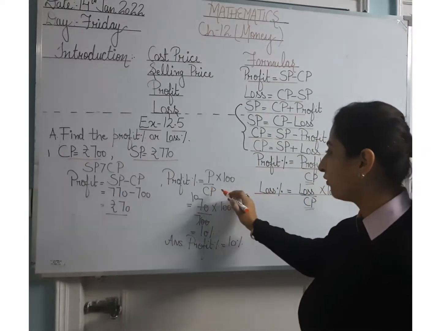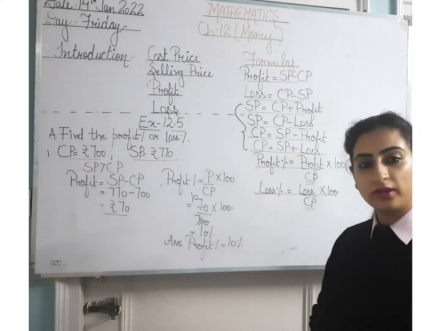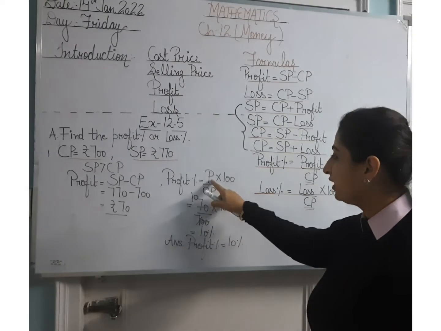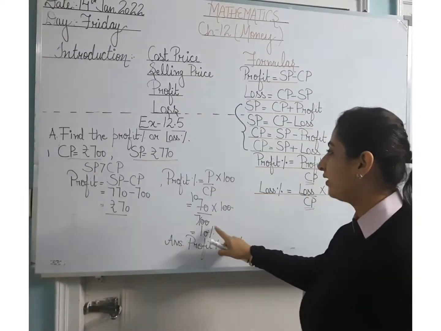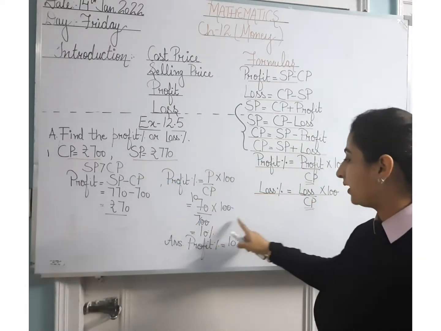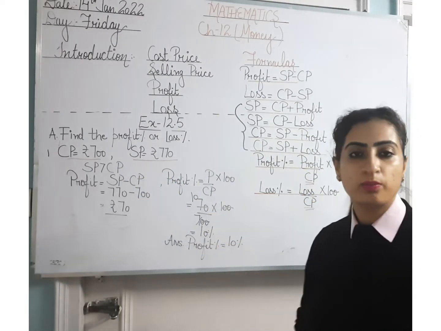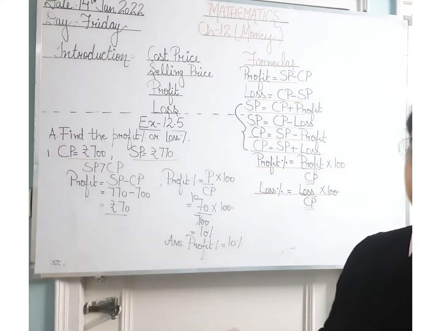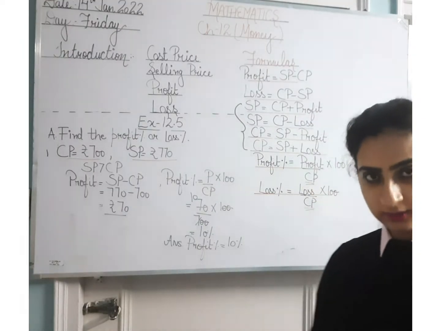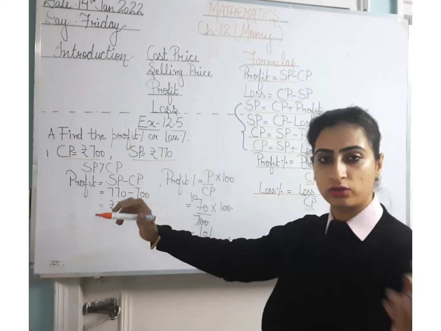We have a formula: profit percent is profit upon CP into 100, and we need to put the values. Profit is 70 divided by CP, which is 700, multiplied by 100. So once we solve, we get a profit percent of 10%. Answer. Clear? Once more I am going to revise.